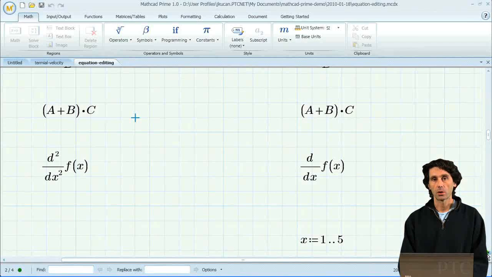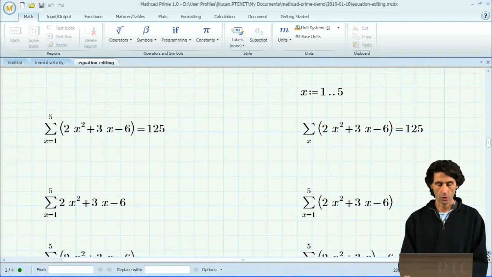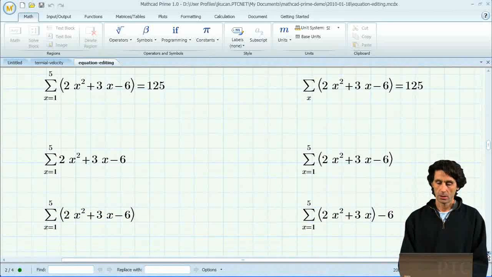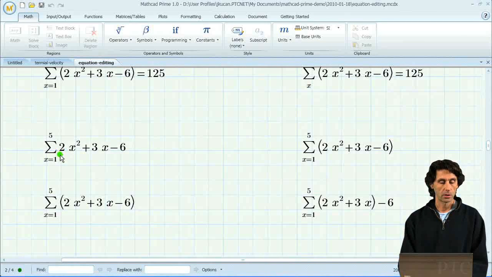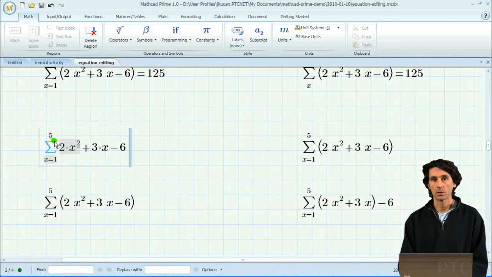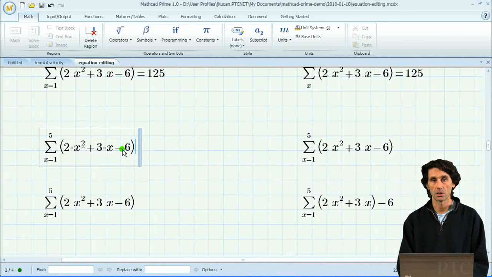I can also show you a little bit more complex examples using summation. So in some equations, it is not entirely clear what the equation means. So here in particular, are we adding just the first term or all of the terms together? To understand that, MathCAD highlights the operands of the operator. You click on the sum and see that only the first term is included in the sum. To change that, again, we simply select the part and insert parentheses.